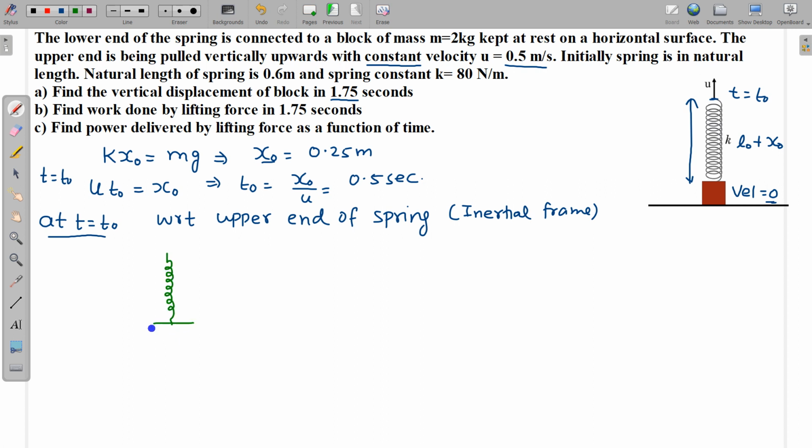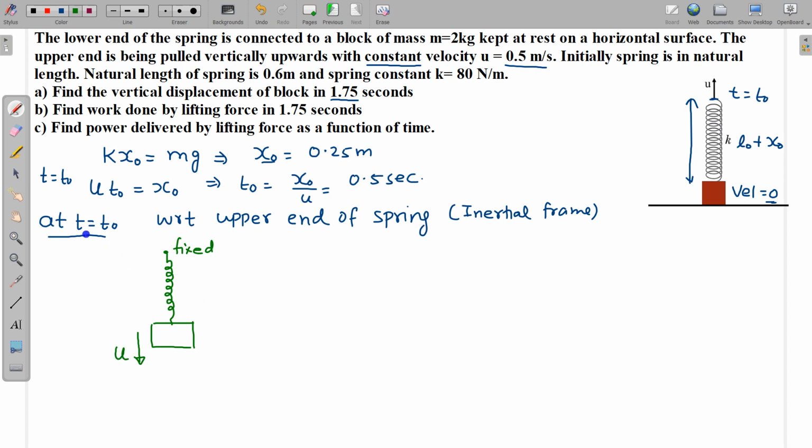Velocity of the block with respect to the ground frame is 0. So if I fix this point, it is now fixed, and I am observing the block from this frame. So in this frame, the velocity of this block will be u downwards.